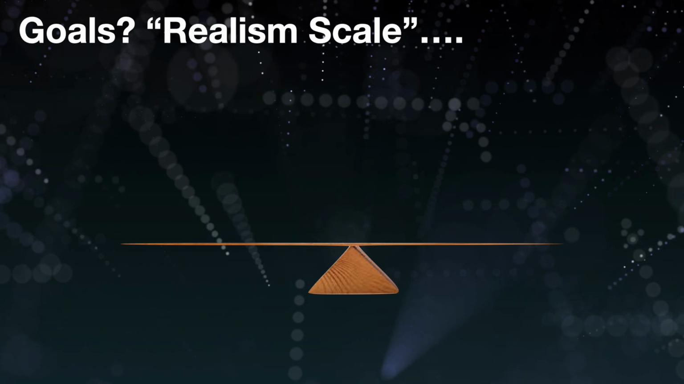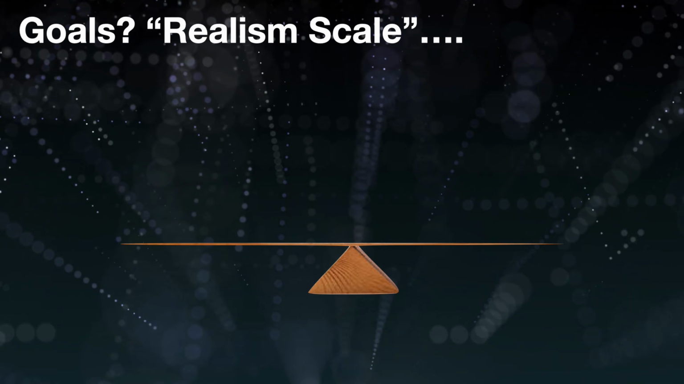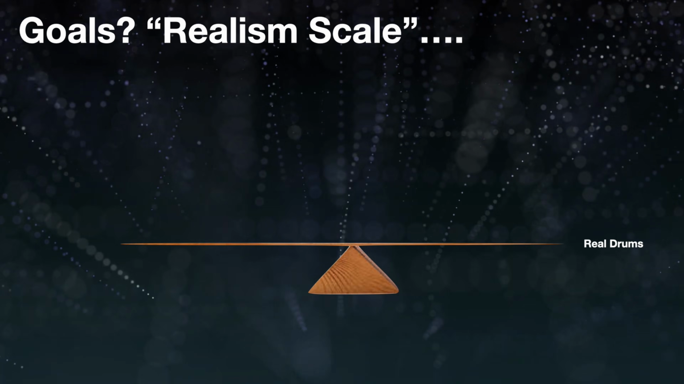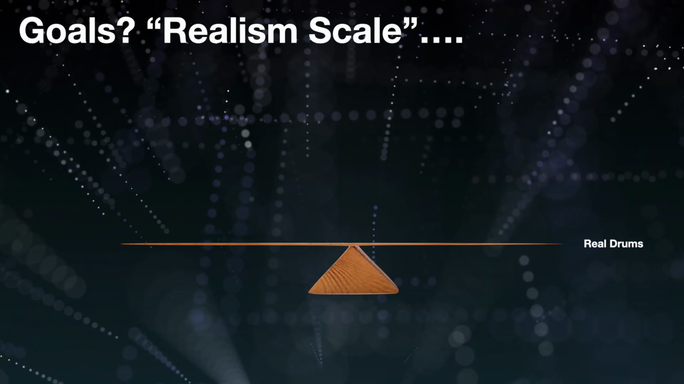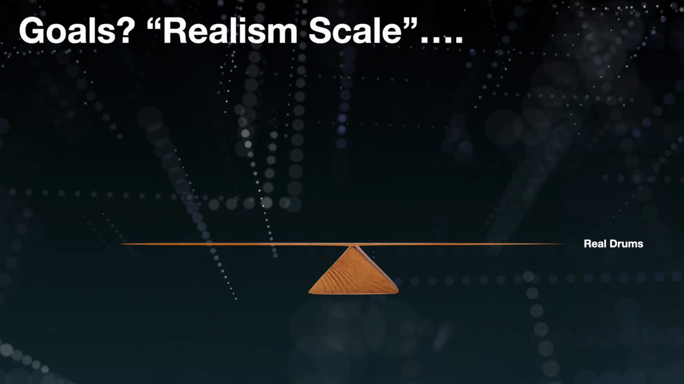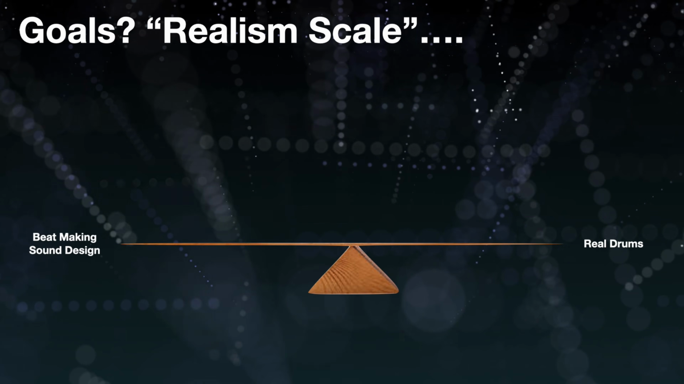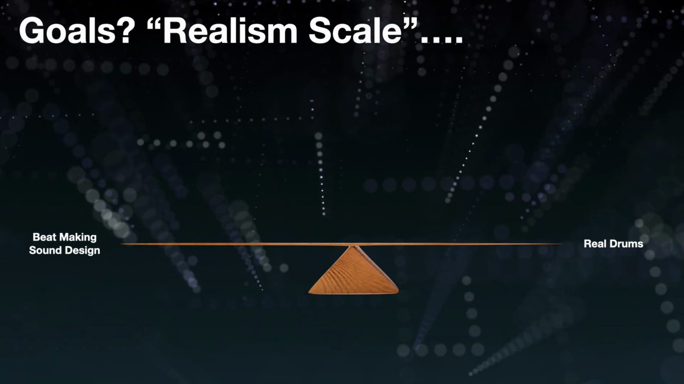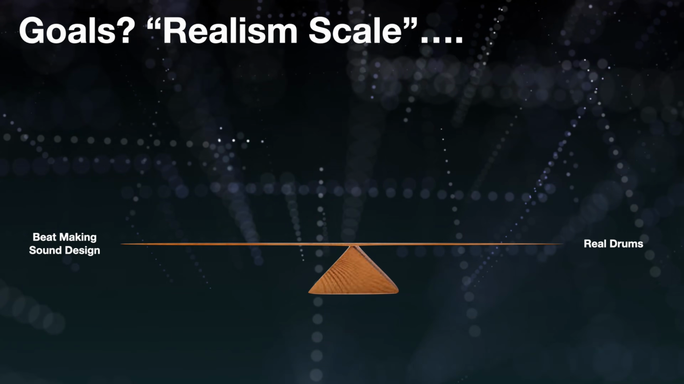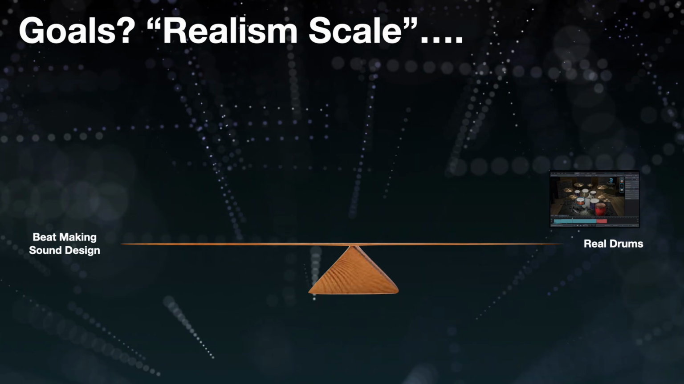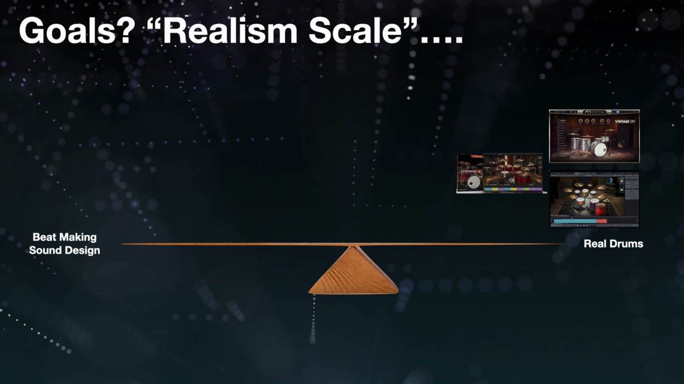The first one's what I refer to as the realism scale. On the far right of this scale, you've got real drums, things that sound like a real drummer and real acoustic drums. And then on the left, you've got beat making or sound design type drum machines that lend themselves to EDM and other genres. And each package falls somewhere on this scale.